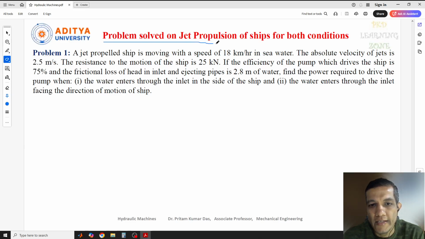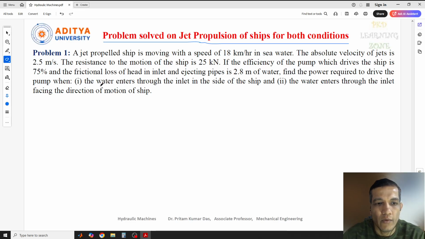Both conditions in the sense that we know there are two conditions of jet propulsion of ships. The first one is when the water enters the ship from the side. And the second condition is when the jet is moving and the water enters in the same direction to the ship. These two conditions are also given in the question.